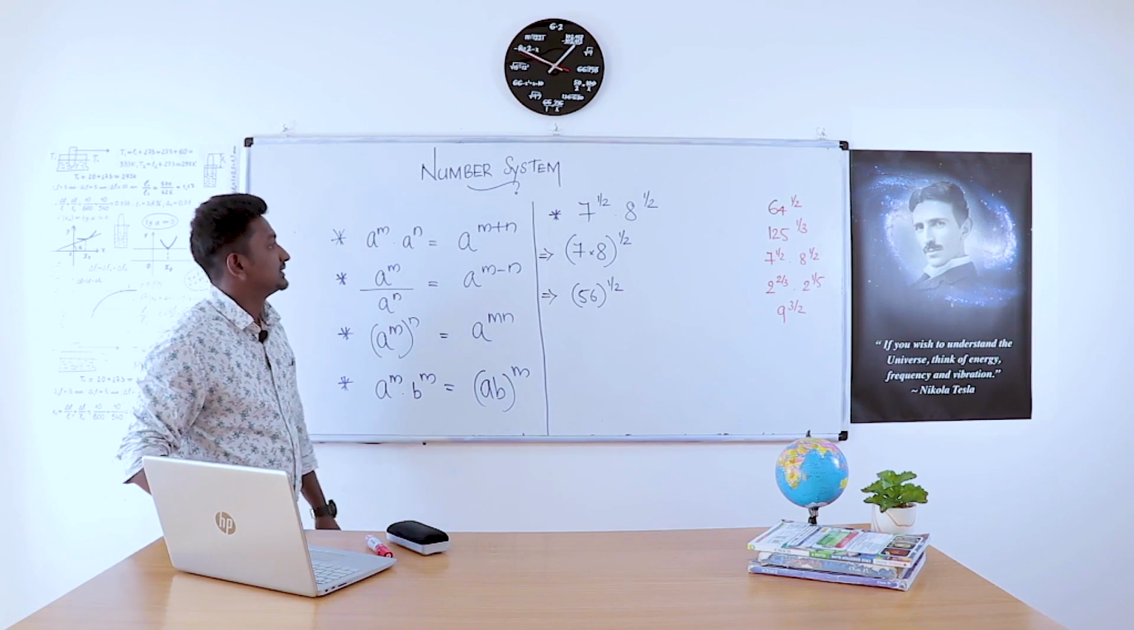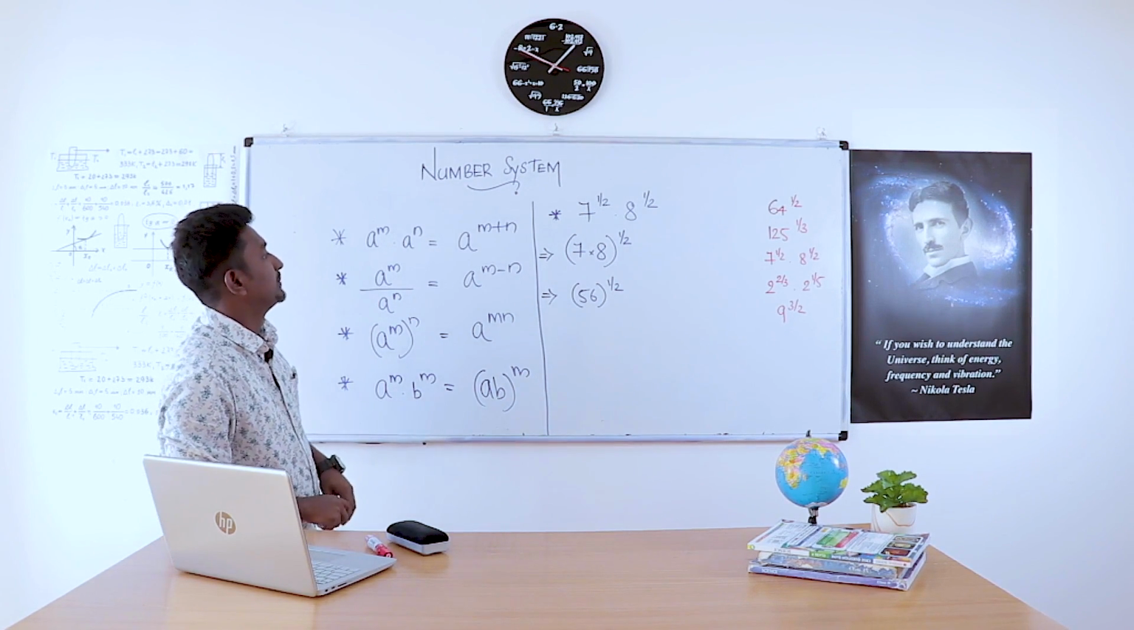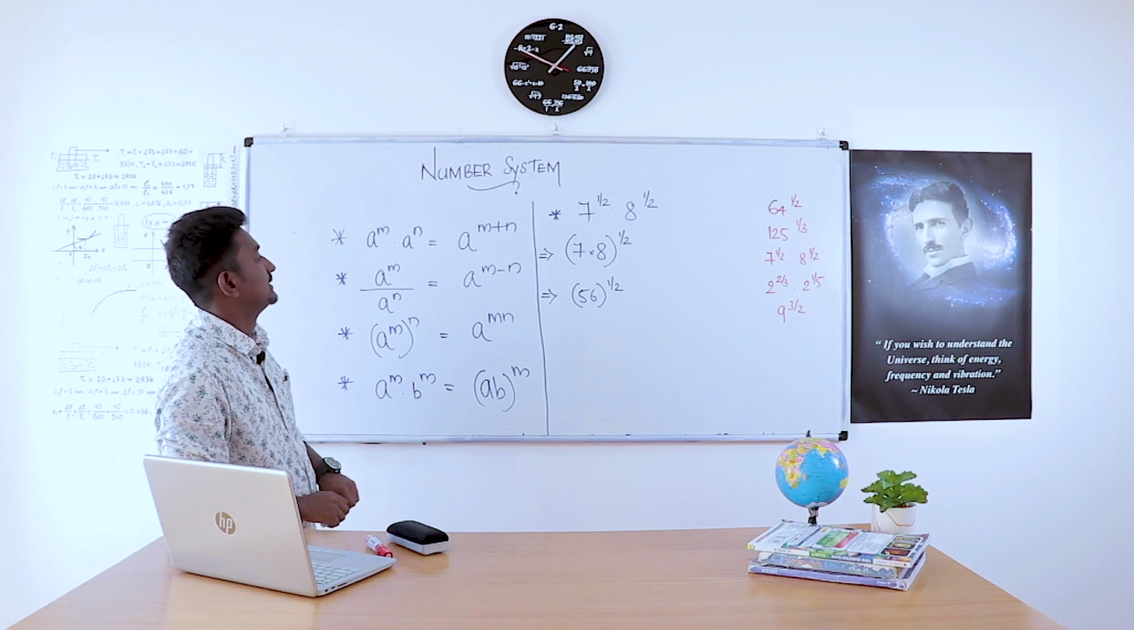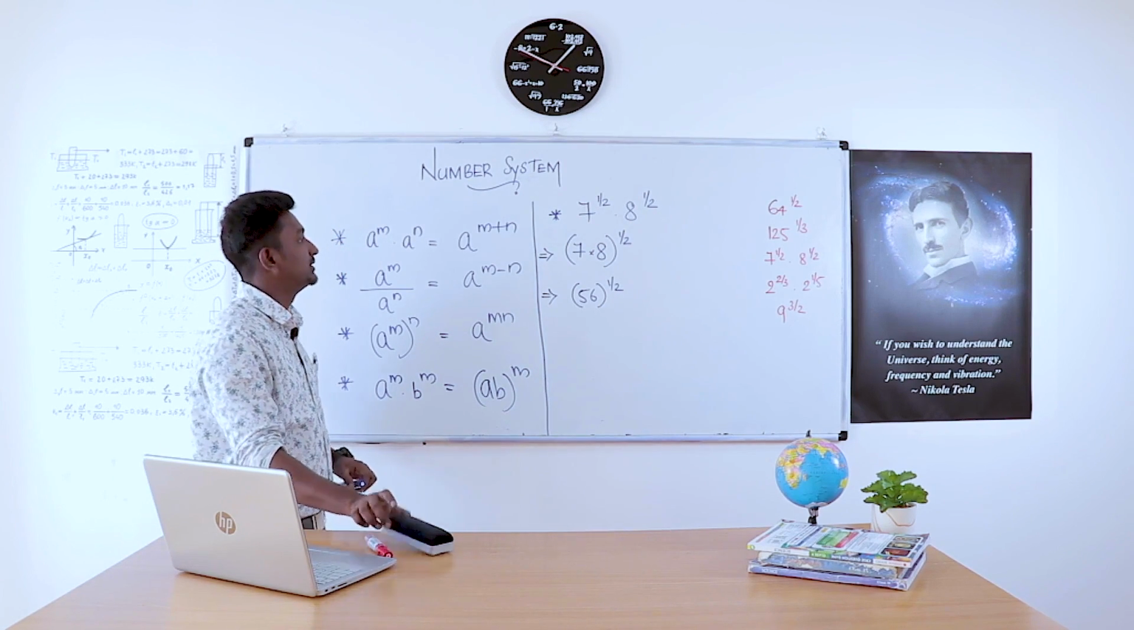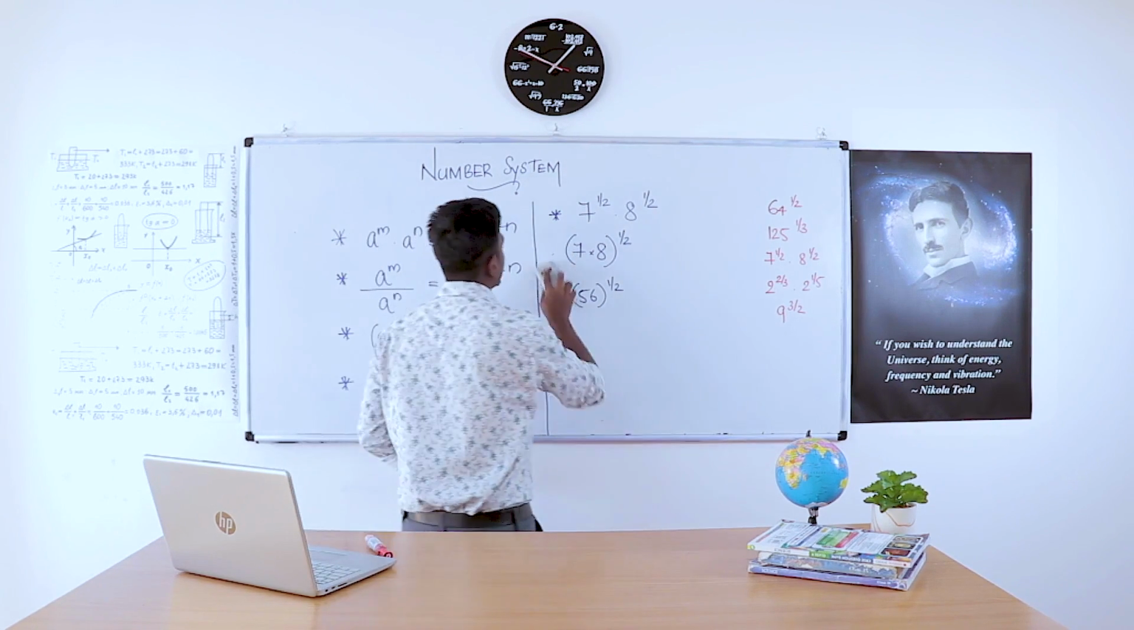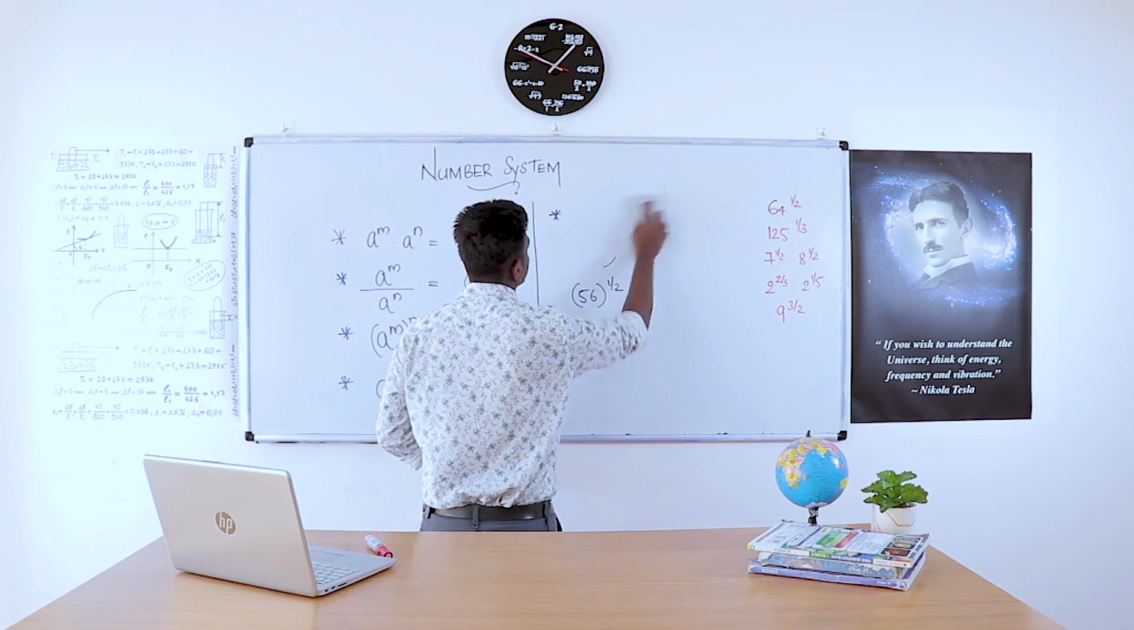This is the answer: 7 raised to 1 by 2 into 8 raised to 1 by 2. Clear? That is 7 into 8, the whole raised to 1 by 2, which is a raised to m into b raised to m. In place of a here 7 and in place of b here 8, and in place of m it is 1 by 2. Therefore 7 into 8 whole raised to 1 by 2, that is 56 whole raised to 1 by 2. Okay. Moving to the next one.